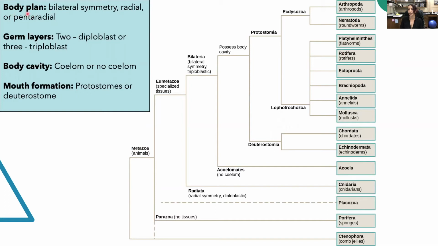So again, body plan is important, whether you have bilateral symmetry, radial symmetry, or pentaradial symmetry. The number of germ layers is important. If you have 2 germ layers, you're called a diploblast. If you have 3, you're called a triploblast. Your body cavity: if you have a body cavity, you're called a coelomic organism. You have a coelom or cavity. And if you don't, you have no coelom, you are acoelomate. And then finally, mouth formation. We have 2 groups, the protostomes and the deuterostomes. And we will definitely get into what each of these mean, but this is just to orient you with how this is displayed on our phylogenetic tree here.